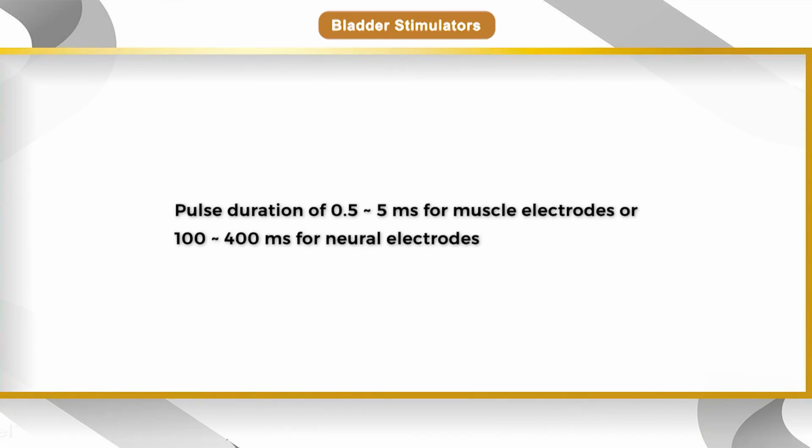The specification of these bladder stimulators: they have a pulse duration of 0.5 to 5 milliseconds for the muscles. For neural electrodes, the pulse duration is 100 to 400 milliseconds. They are used for neural electrodes.